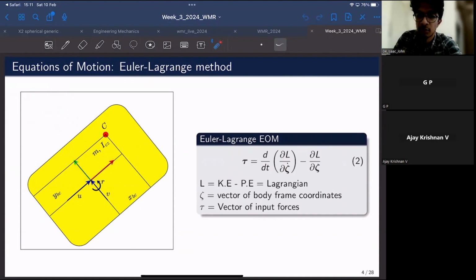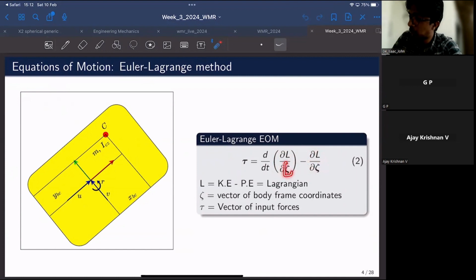So zeta would consist of the position displacement along the x axis, the displacement along the y axis, and the rotation about the z axis. And everything is represented with respect to the local body frame of reference, right? And what we have inside this parenthesis is ∂L/∂ζ̇. And here over to your right hand side, this is ∂L/∂ζ, right?